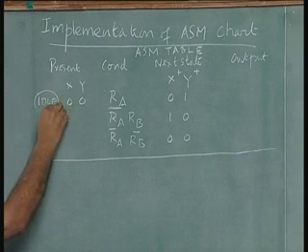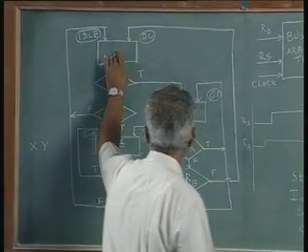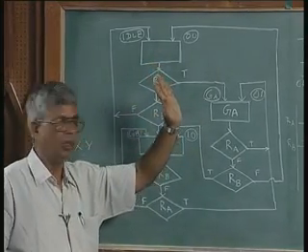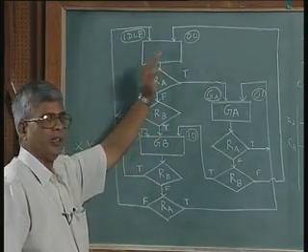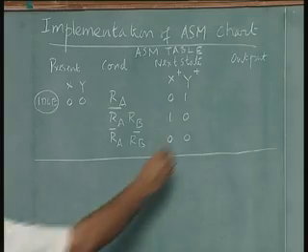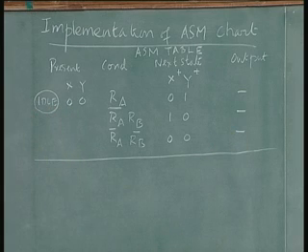Like that you have to list all the present states and the corresponding paths leading to the various next states. And what is the output here? In none of these paths there is an output, because the output corresponds to the present state. The present state is idle state, and in idle state there is no output. So, no output, no output, no output. So, we can quickly complete this table.